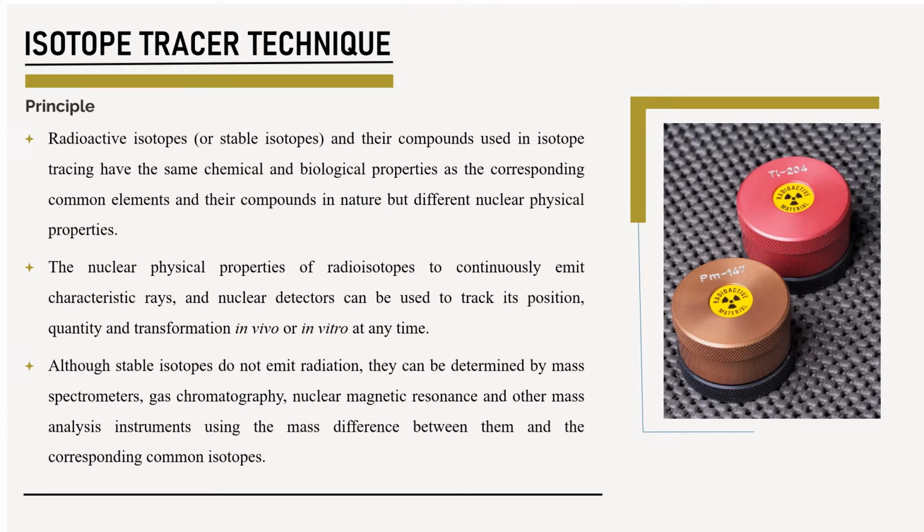Taking advantage of the nuclear physical properties of radioactive isotopes, which constantly emit characteristic rays, it becomes possible to track their locations, quantities, and transformations within or outside the body at any time using nuclear detectors. Although stable isotopes do not emit rays, they can be determined by mass analysis instruments such as mass spectrometers, gas chromatography, and nuclear magnetic resonance by comparing the difference in mass with the corresponding common isotopes.